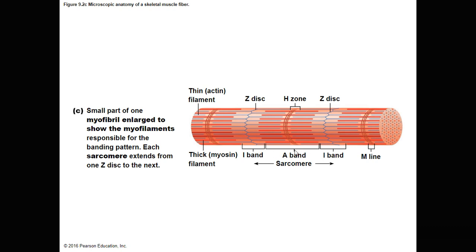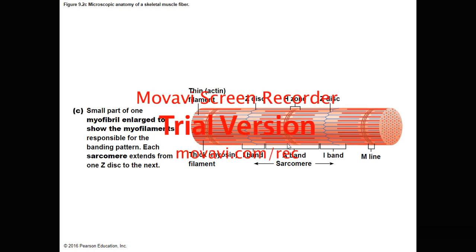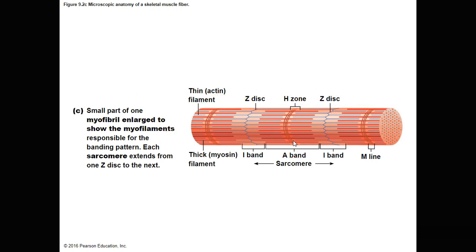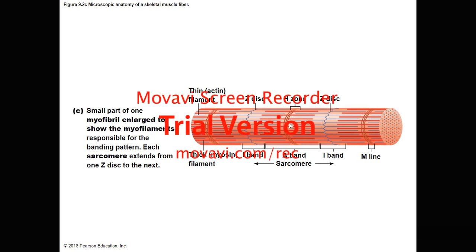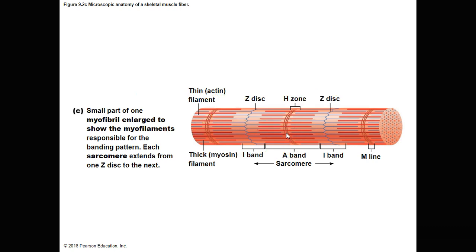You also see in the A band, which is right here, that it has entire thick filaments, and then you have overlapping thin filaments. But right here in the middle of the A band, you have this H zone, which is bare. There are no thin filaments in this H zone, and in the H zone, you have the M line. The M line is the attaching point for the thick filaments.